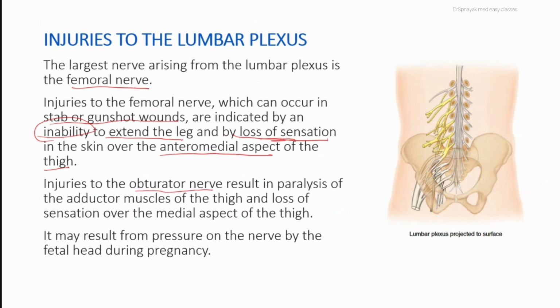The second nerve is the obturator nerve, and if injuries occur to this nerve, it results in paralysis of the adductor muscles of the thigh and the loss of sensation over the medial aspect of the thigh. And this injury might result from pressure on the nerve by the fetal head during pregnancy. This is the lumbar plexus, and as we can see, it supplies mainly the lower abdominal region.